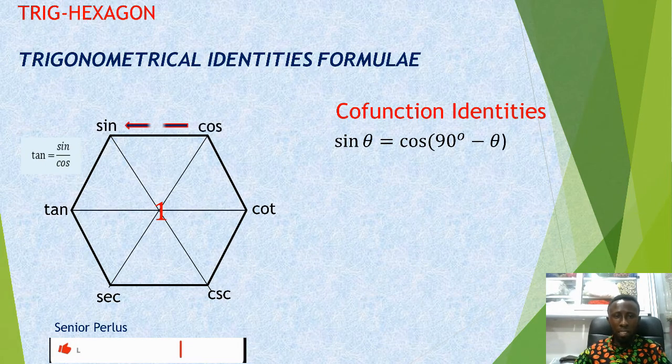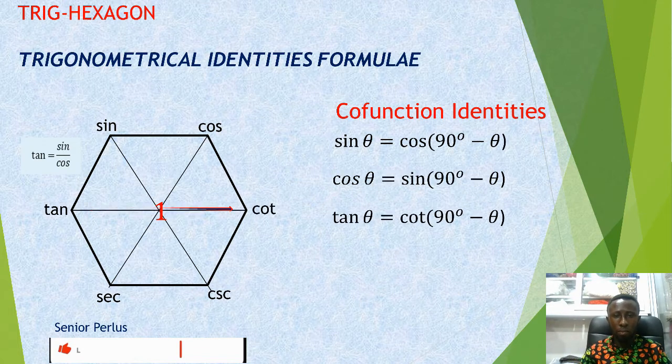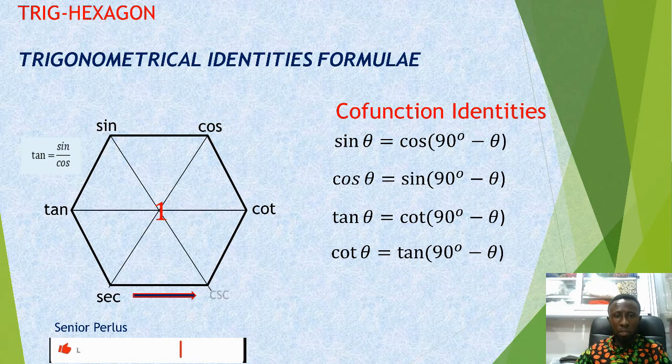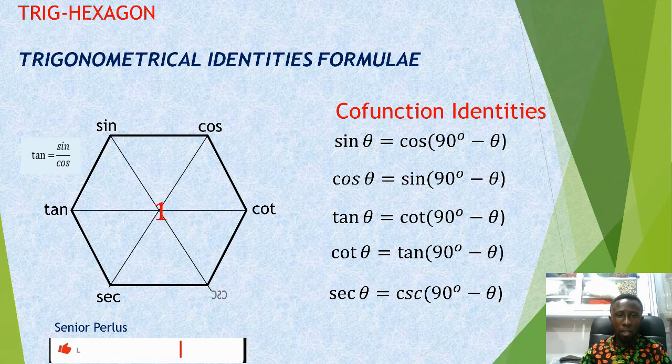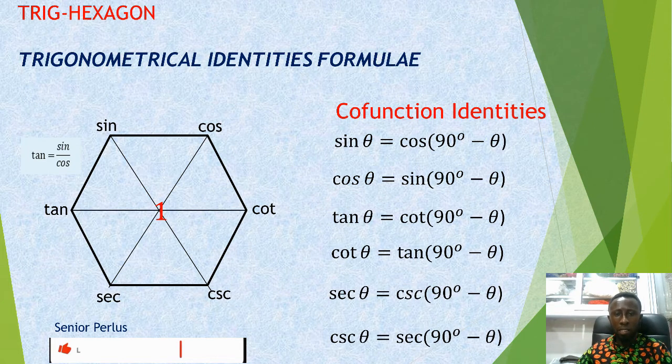Cos theta is sin of 90 minus theta. Tan theta is cot of 90 minus theta. Cot theta is tan of 90 minus theta. Sec theta is cosec of 90 minus theta. Cosec theta is sec of 90 minus theta. I hope you are enjoying the presentation. Let's move on to the amazing one.